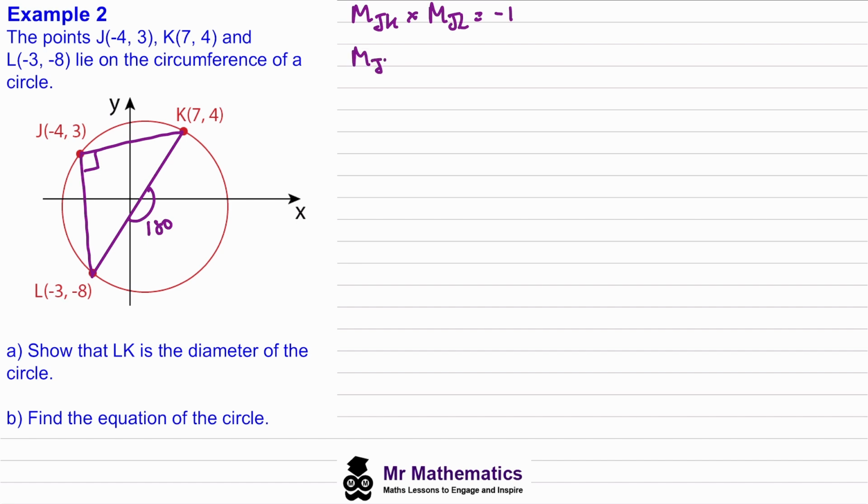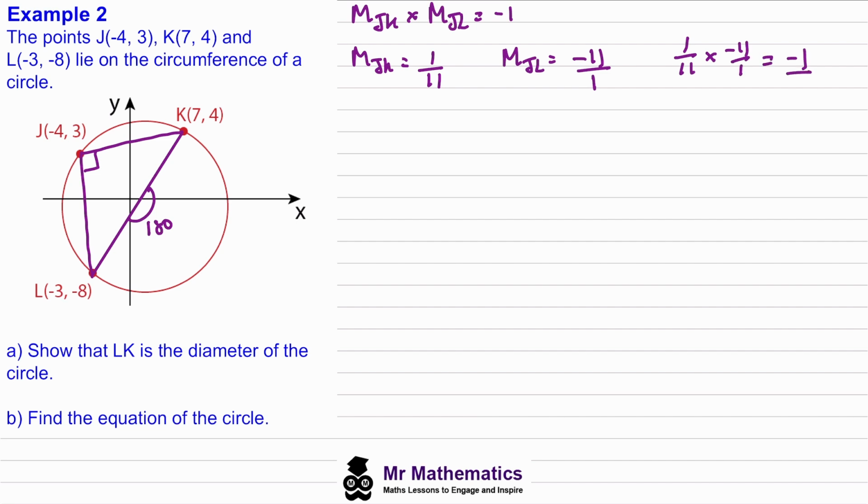The gradient of J to K will be the change in Y, which is 4 take away the 3, so 1, divided by the change in X, which is 7 take away the -4, so 11. The gradient of J to L, we can work out using the same idea, the change in Y, so -8 take away the 3, -11, over the change in X, -3 take away the -4. And you can see that 1 over 11 multiplied by -11 over 1 does give us a product of -1.